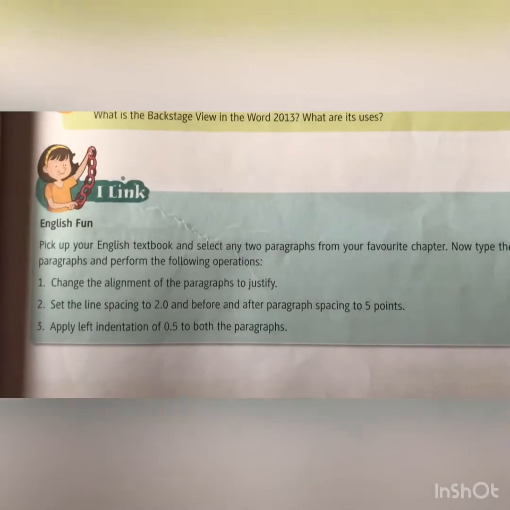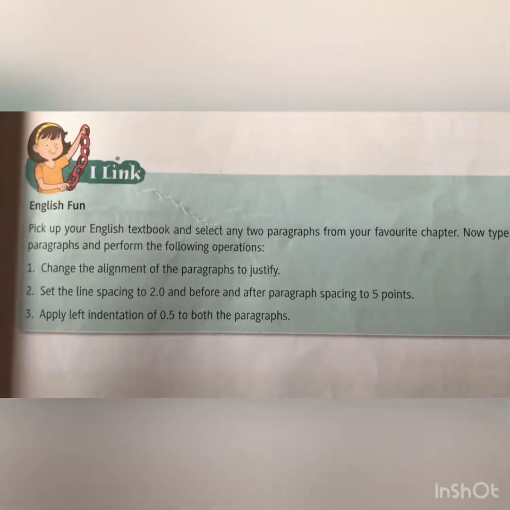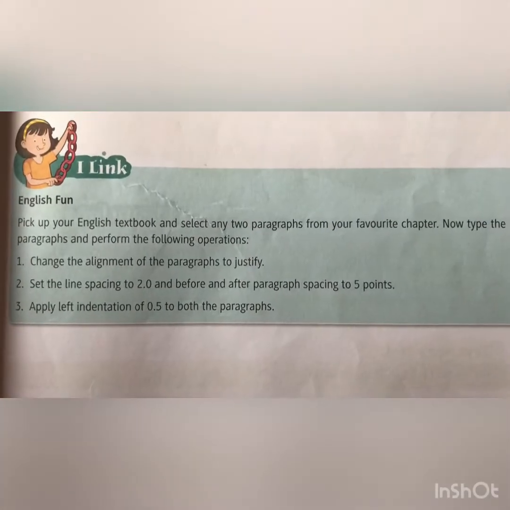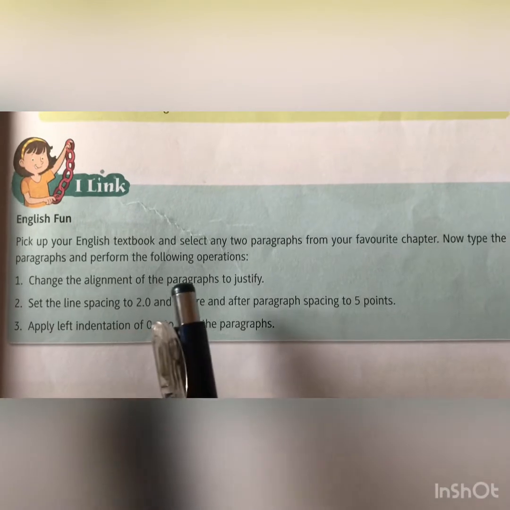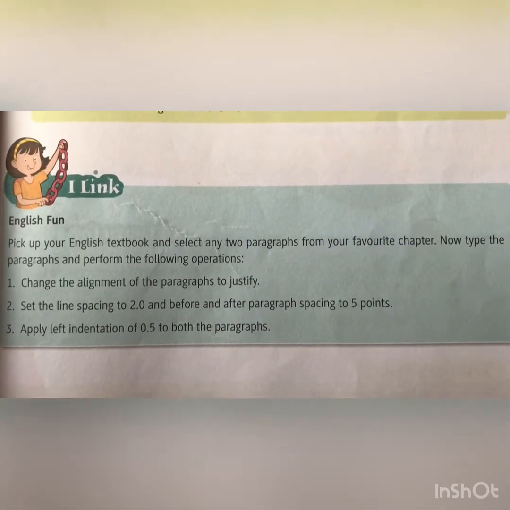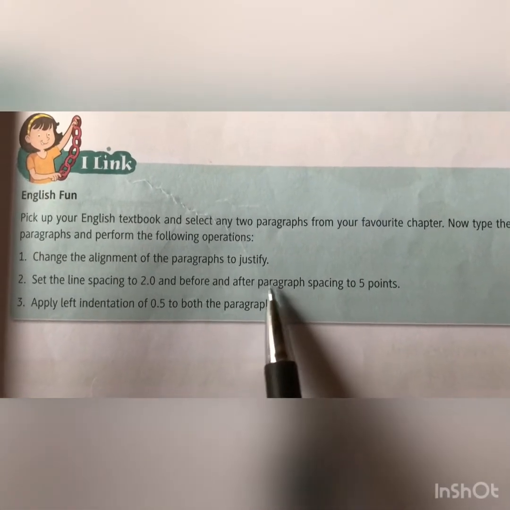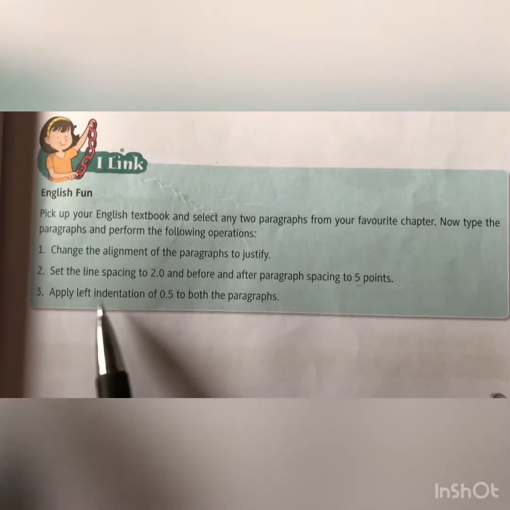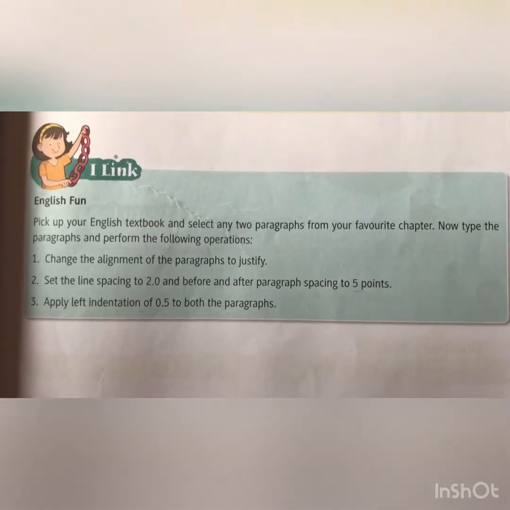So students, I am giving you one work. Those who have a computer or laptop at home can try this exercise. Pick any English textbook and write 2 paragraphs, and change the paragraph alignment to justify. Set the line spacing to 2.0, and the spacing before and after the paragraph to 5 point. Apply a left indentation of 0.5 to both paragraphs.